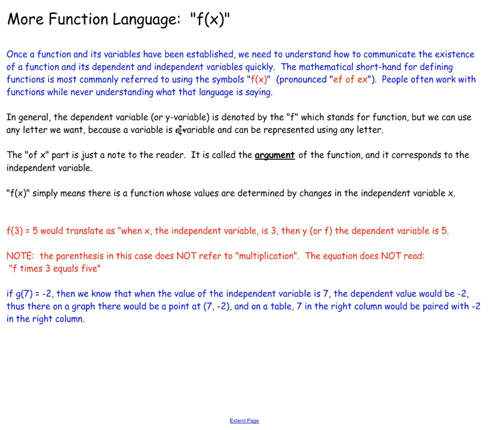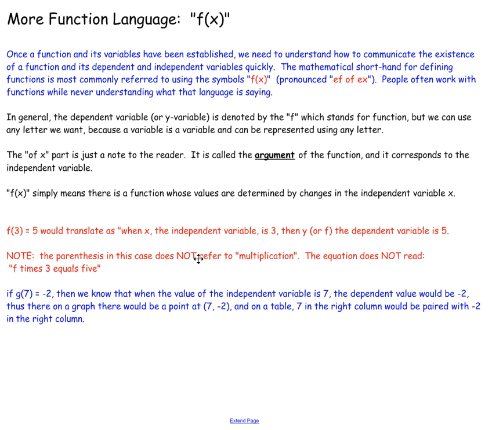So some vocabulary here. First of all, f is the name of the function, because it's outside, so it's the focus of our function or discussion. And then the of x part is a note to the reader. It's called the argument. It corresponds to the independent variable. So when I say f of x, what I'm saying is there is a function whose values are determined by changes in the independent variable, which in this case we'll call x. So a statement like this, which would read f of 3 is 5, actually translates more explicitly as when x, which is the independent variable, is 3, then y, the dependent variable, would be 5. So in other words, if x were 3, y would equal 5.